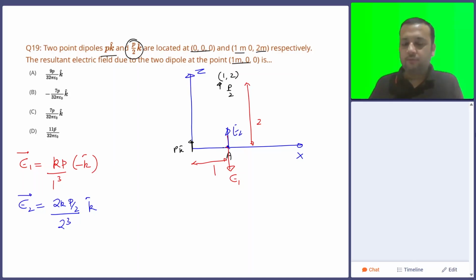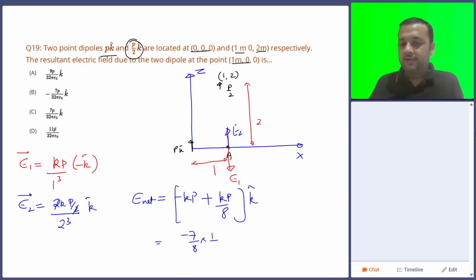Okay, so now you have to find the net electric field. So E net will be the vector sum of these two. That means minus Kp plus this 2 and 2 will be gone, Kp by 8 K cap. So that means we get how much? Minus 7 by 8 Kp. K you can write as 1 upon 4 pi epsilon naught, into P into K cap. That means minus 7 by 32 pi epsilon naught K cap. So option B will be the correct answer for this particular question.